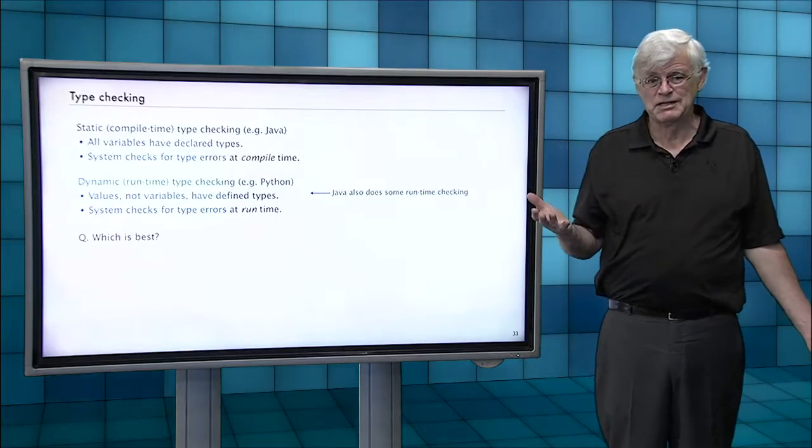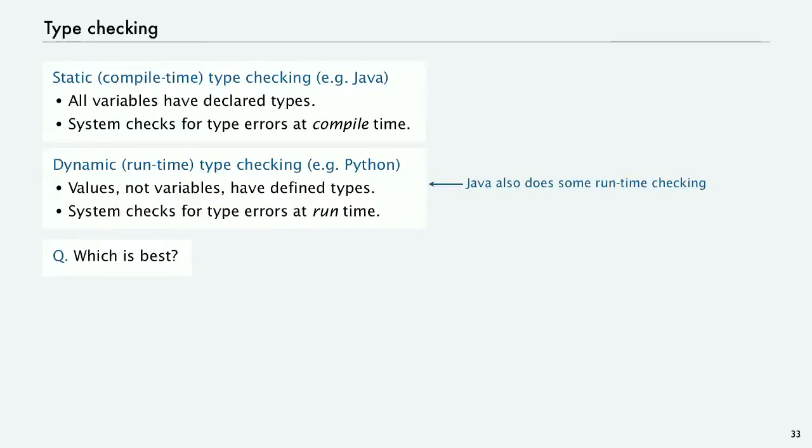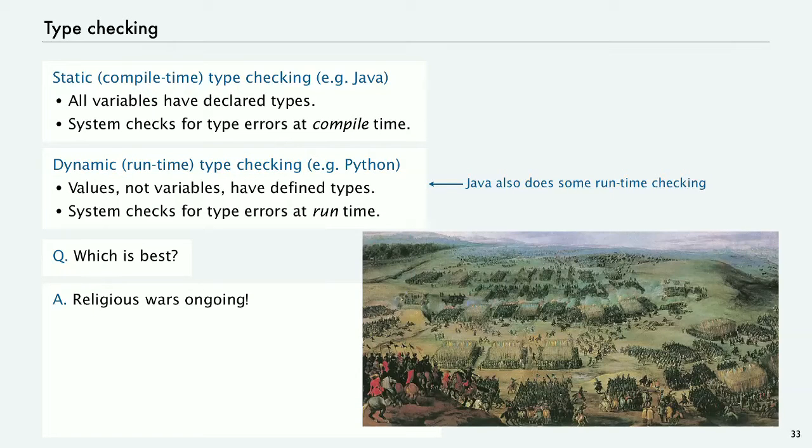The question would be, which is best? Of course, you can never multiply a string by a double value. That's an error, and the question is, should you find out at compile time or runtime? And I have to say that there's ongoing religious wars about this. Some people say static typing is just not worth the trouble. It's too much of a pain to have to specify the types of all your variables and check that.